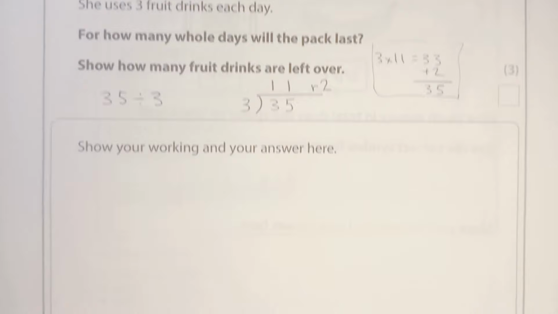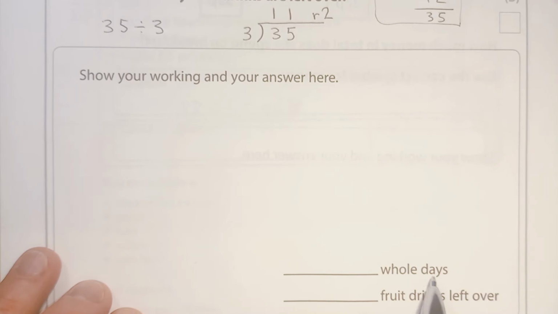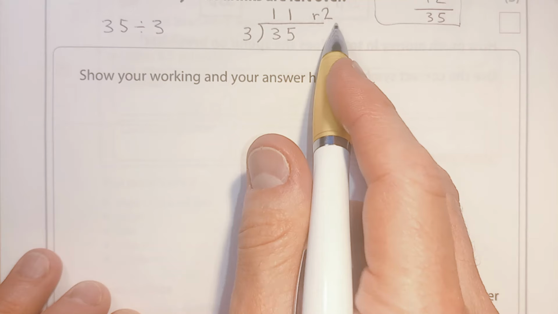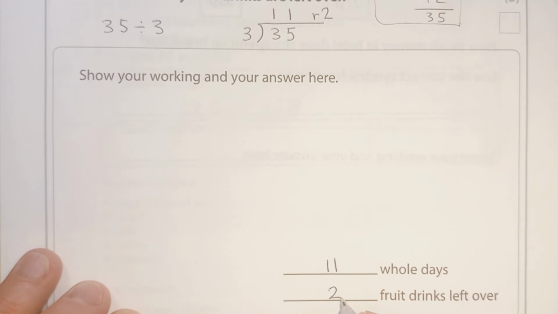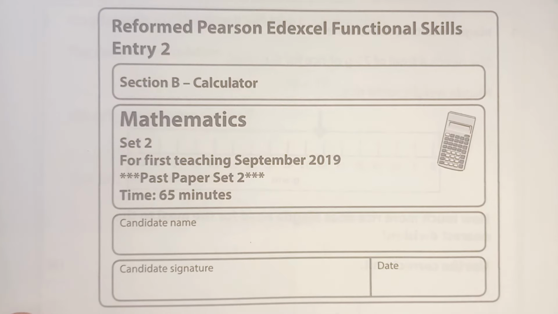Okay, so further down the question, we've got space for the answer. So how many whole days? Well, 3 went in 11 whole times. And how many fruit drinks left over? That's going to be our remainder. So we had 2 left over. And now we're on to the calculator section.